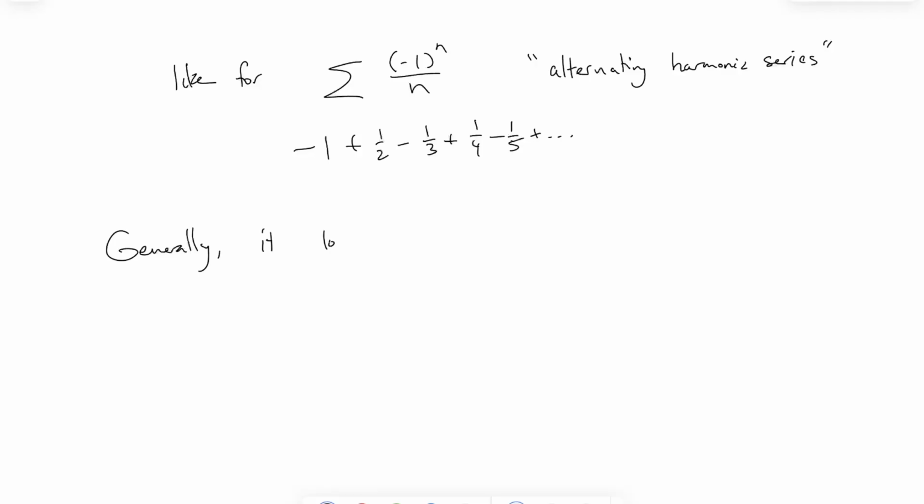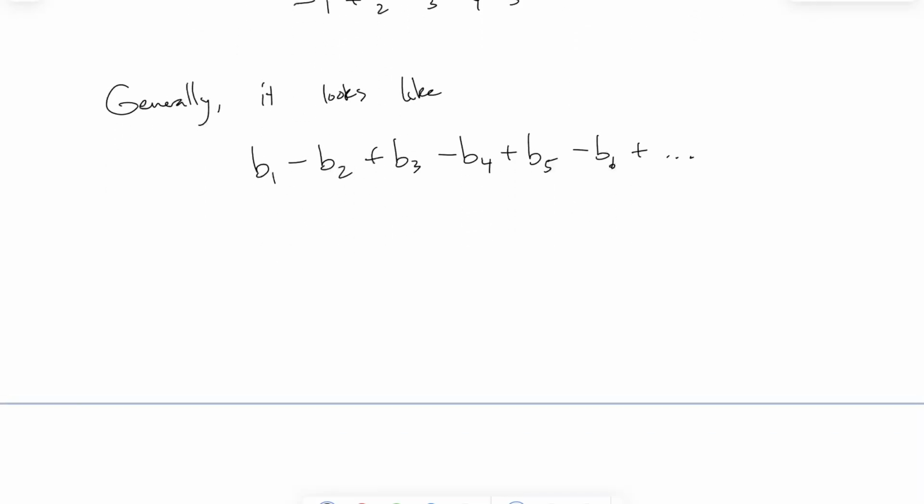Generally, it looks like something minus something else plus something minus something plus something minus something plus, etc. Right? This is what an alternating series looks like. It alternates the signs in between each of the terms. You could also consider what the graph of such a thing would look like. It starts maybe up here and then they go back and forth, right? Alternating, something like that.